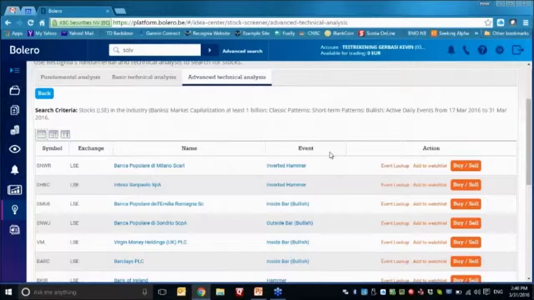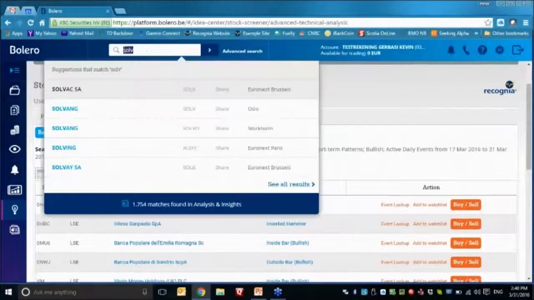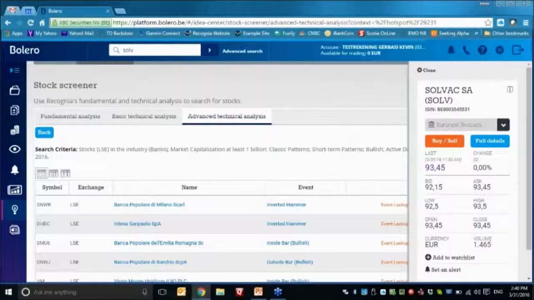Now, of course, you may say, well, I already have an idea. I've already got a stock that I have in mind. Just tell me, is today the right day to buy? So let's take a look at a couple of examples like that. So, I've looked up a couple stocks. Here's one that I was looking at earlier called Solvac, which trades on the Euronext Brussels. And here I've got a quote for Solvac.